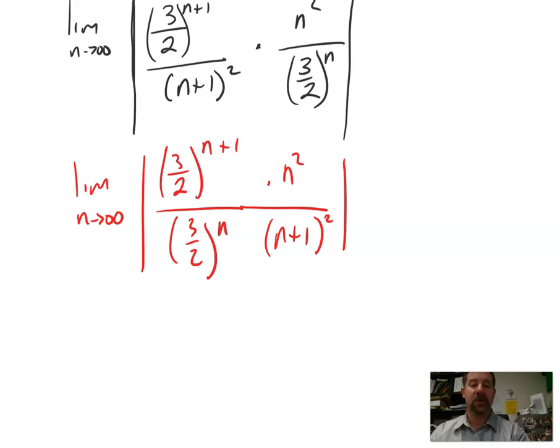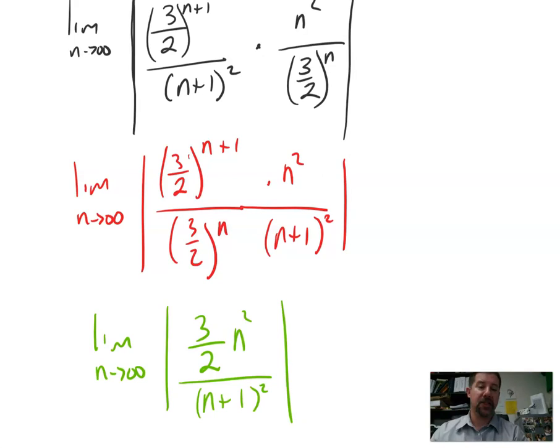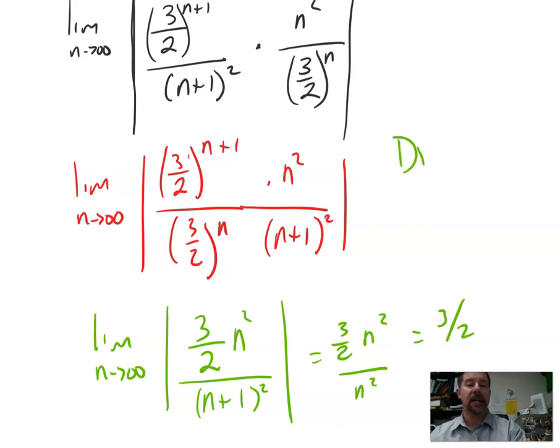And now I'm going to, again, subtract exponents on the 3 halves. And when I do that, I get 3 halves to the first power, or 3 halves n squared on top. And then on the bottom, I'm left with my n plus 1 squared. Again, I can't really simplify the n part back here. But now as I look at the limit as I go to infinity, this is more or less 3 halves n squared over n squared, because that 1 goes away, which equals 3 halves. So again, because that is bigger than 1, I know that this diverges.